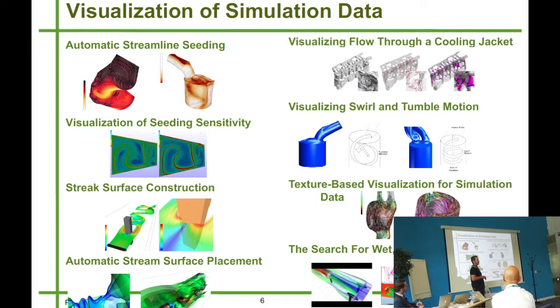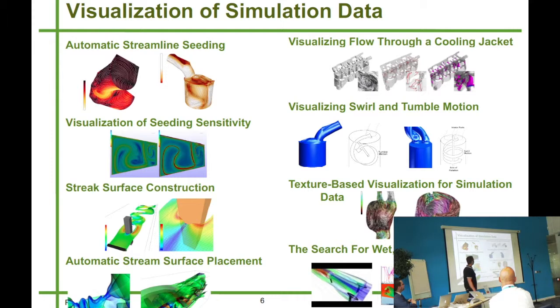Now we can't talk about all 8 of these, so the audience is going to have to choose which direction to take. So raise your hand if you're interested in the first topic, the automatic streamline seeding. Okay, it's not going to be that one. The seeding parameter sensitivity. 1, 2, 3, 4, 5, 6, 7-ish. Streak surface construction. Okay, one person. I like this one. Automatic stream surface placement relates a little bit to Ben's talk.